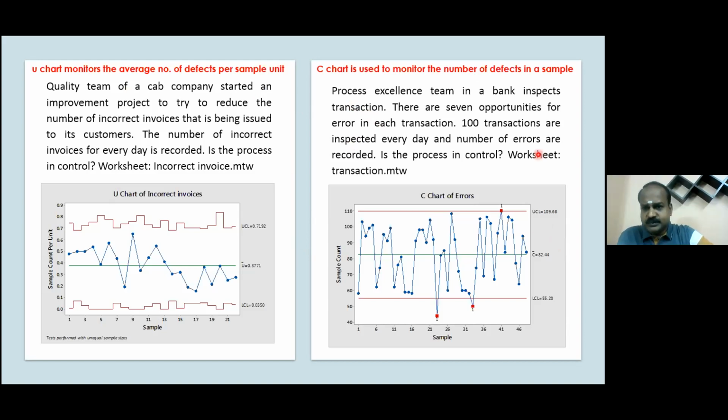Sir, I have one question. Can we say that for defective products, we have either P charts or NP charts? Yes. For P charts, the sample size will vary. For NP charts, the sample size will remain the same. Perfect. You're right. And for defects, we can have 2 charts. One is the U chart, another is the C chart. Very good. For the U chart, the sample size will vary, and for the C chart, the sample size will remain the same. Perfect.